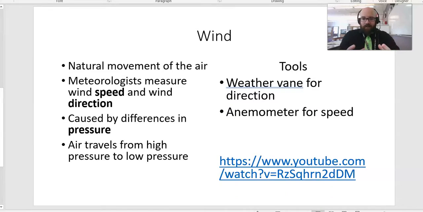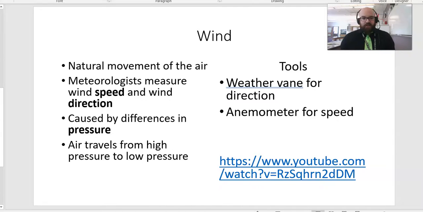Another common term that you hear that we associate with weather is the wind. Wind is the natural movement of air. It's caused by the uneven heating of the earth and the rotation of the earth. Meteorologists measure wind speed and wind direction. And it's also caused by differences in pressure because of that uneven heating of the earth that we talked about with the Earth's tilt in direct sunlight and indirect sunlight. Air also travels from areas of high pressure to low pressure. That's a very important concept as well.